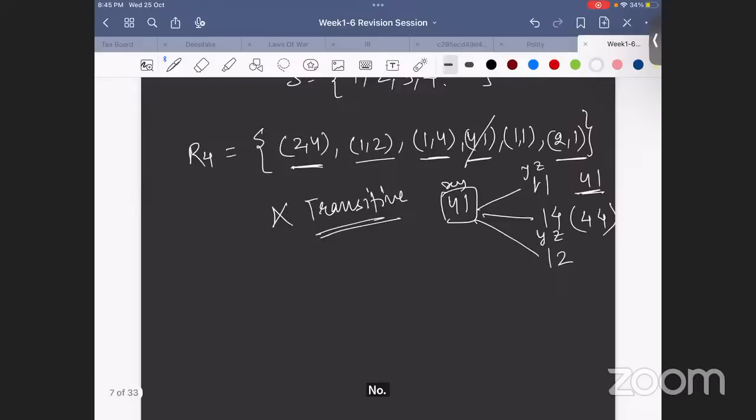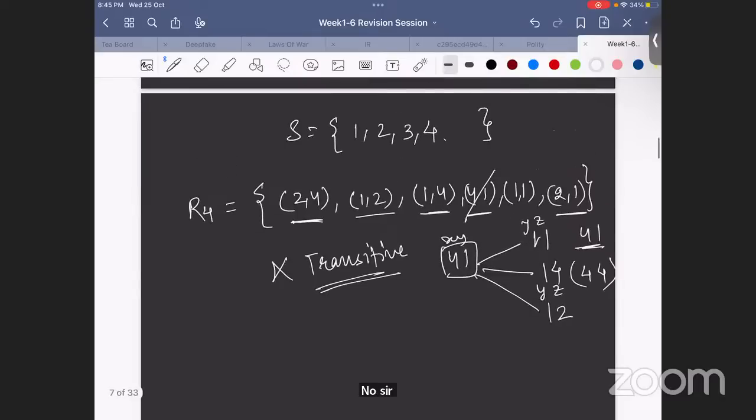Reflexive, how can it be reflexive? If you have 1, 2, 3, 4, for reflexive, what was the condition? For all X belonging to S, this (X, X) should be present in R. So (1,1), (2,2), (3,3), (4,4).